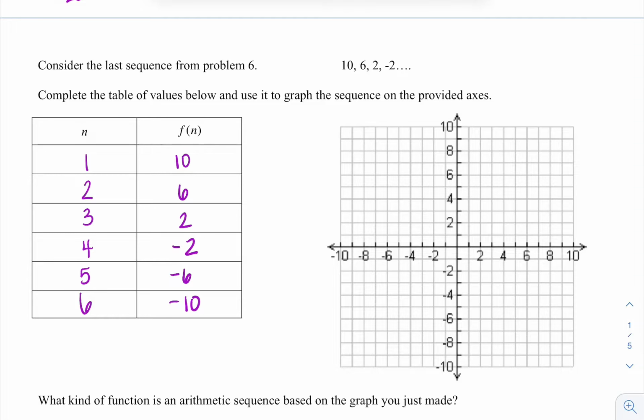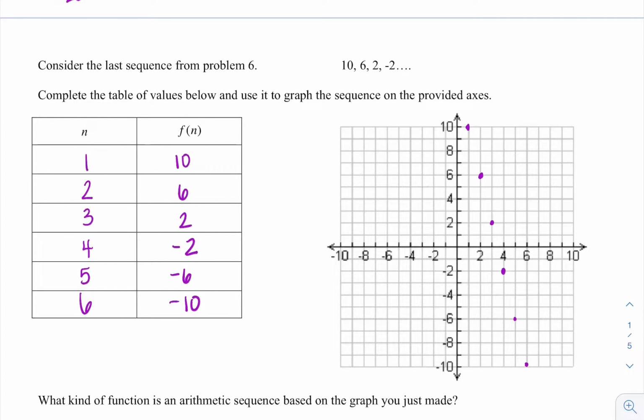This is just to show you what kind of relationship an arithmetic sequence is really like. So let me go and plot this on my grid. If I plot the points (1, 10), (2, 6), (3, 2), (4, -2), (5, -6), and finally (6, -10). Okay, don't connect the dots, because that's the big thing that's different between functions and sequences.